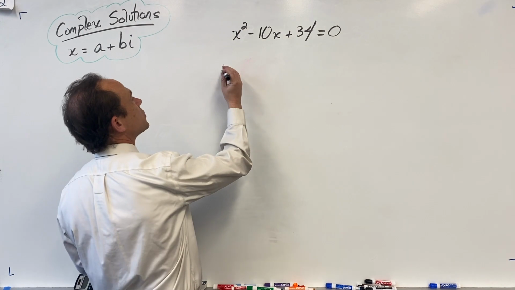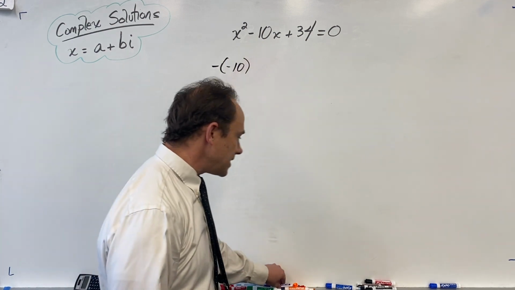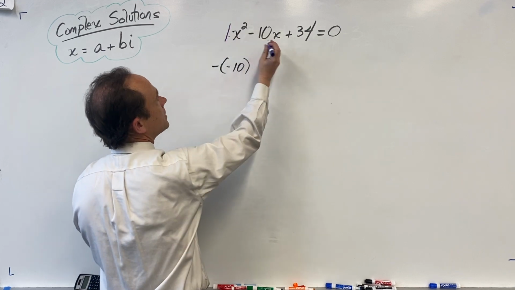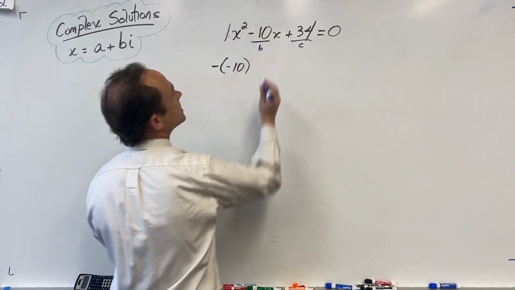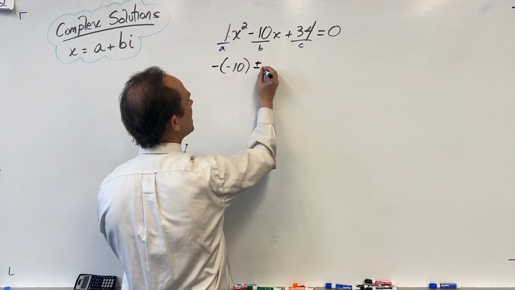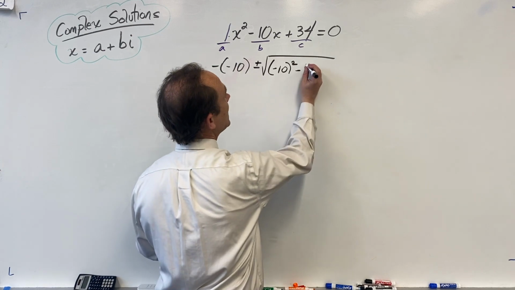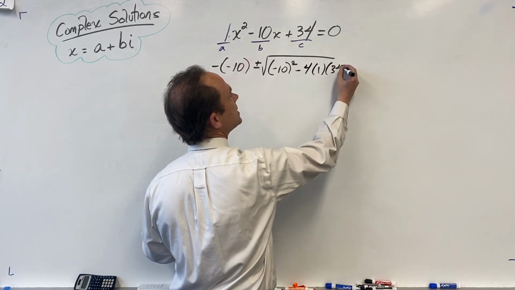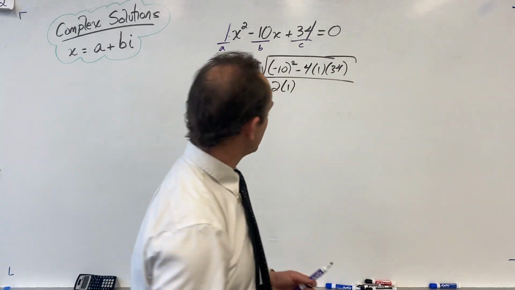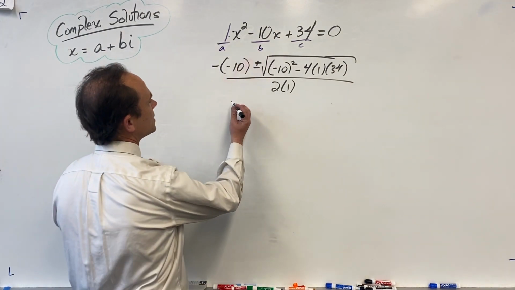So what the hell? You only live once. Let's just do it. So I'm going to do negative b. So b is minus 10. Let's just make sure we're on board with a being 1, b being minus 10, and c being positive 34. All right? So plus or minus the square root of b squared minus 4 times a times c. All of that is over 2 times 1. I don't know how to make it sound beautiful. I wish I could. I would be a millionaire.